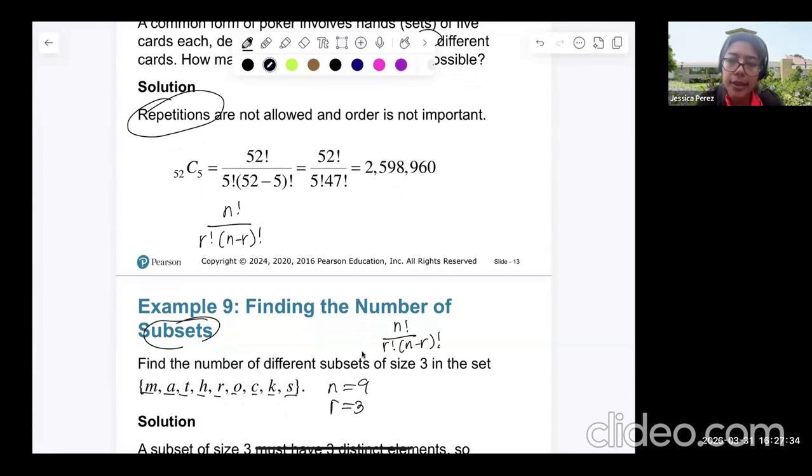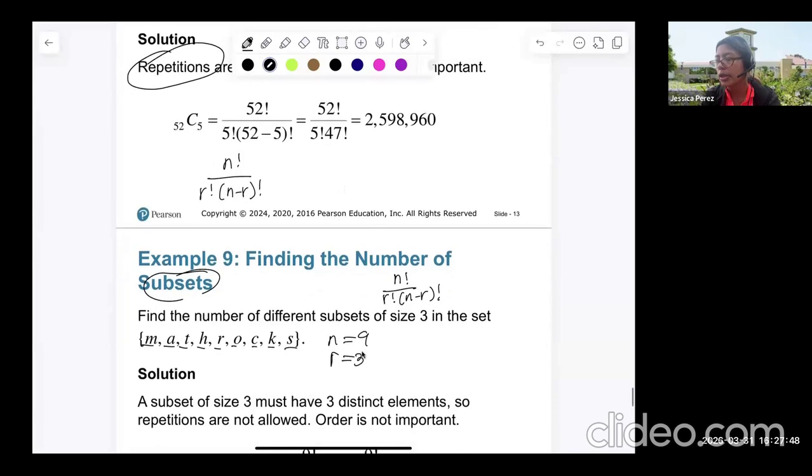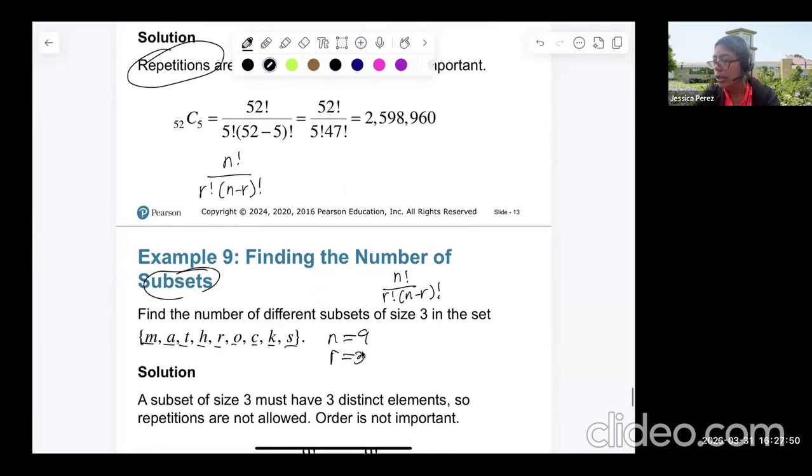It doesn't say anything about the order, so it doesn't really matter, but it does matter that we're looking at a particular subset. So when we're dealing with a subset, that means order will not matter in this case, so we're using a combination. So then we'll have 9 factorial over 3 factorial, 9 minus 3 factorial. That will give me 9 factorial over 3 factorial, 6 factorial.